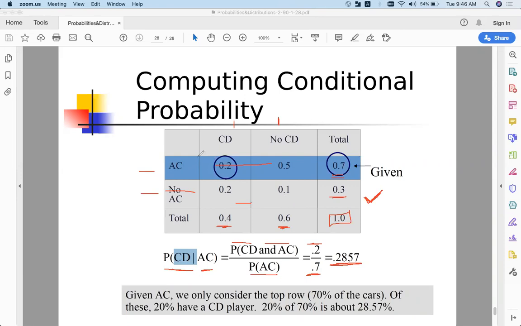Once you have done that, you go inside and find the joint probabilities. They have given that 20% of the cars have both AC and CD, so 20% is here. What is the remaining? 50%, because the sum of this should be equal to this. So 50% is here. Now you know this is 0.4, right?